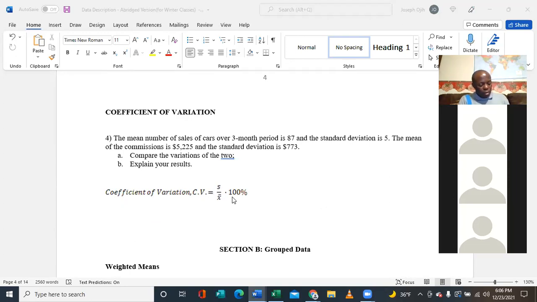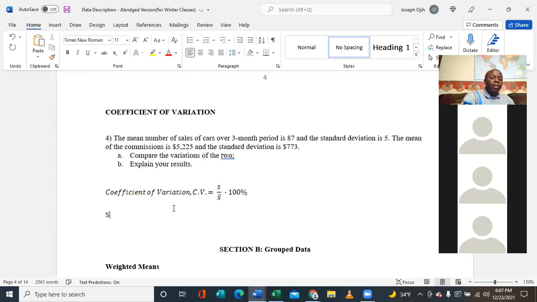Okay, let's try one example. It says the mean number of sales of cars over a 3-month period is 87, and the standard deviation is 5. The mean of the commission is $5,225, and the standard deviation is $773. Compare the variation of these two. To compare the variation of the two means to calculate the coefficient of variation, then explain your result. So let's use it.